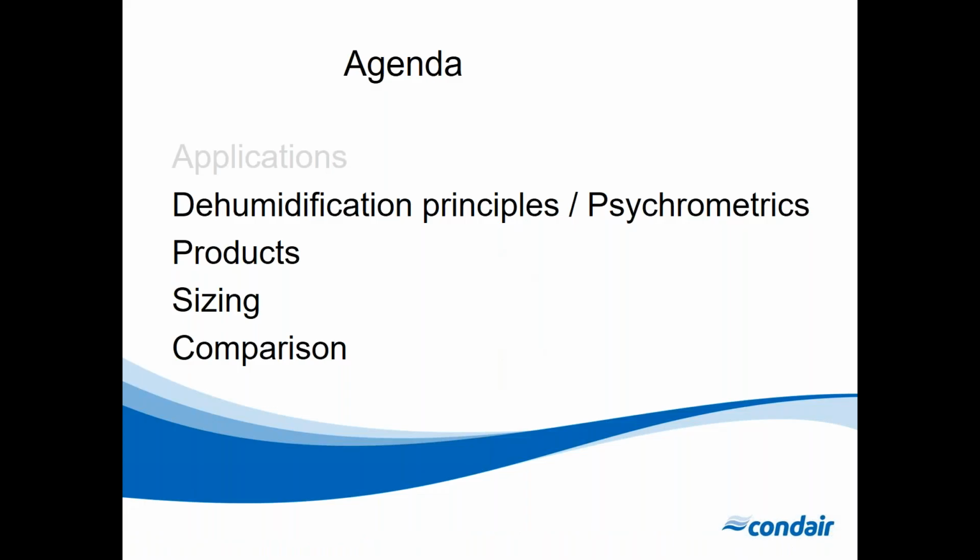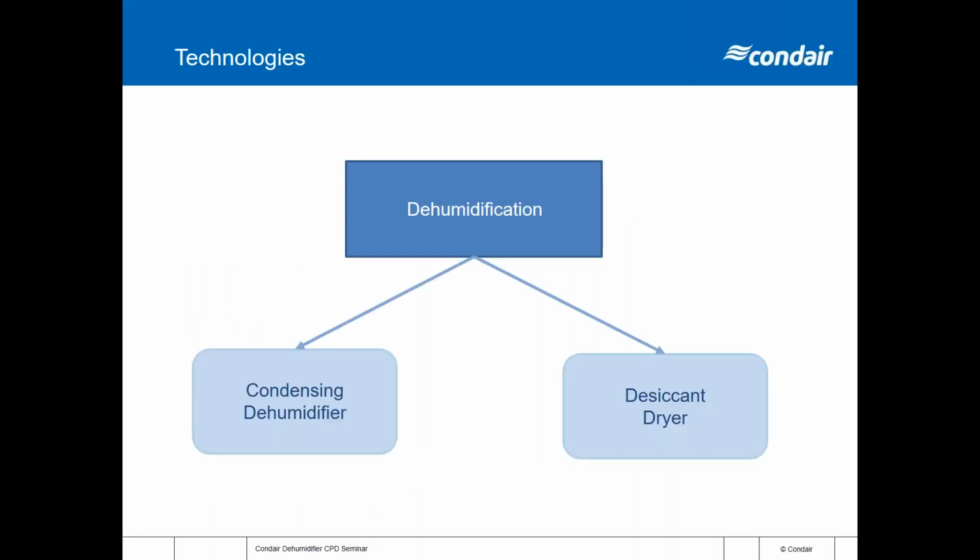So they're just a fraction of the applications that we get involved in dehumidification. Next, we're going to take a look at the dehumidification principles and the psychrometrics that stand behind the design. So when we start looking at dehumidification, there are two types of technology that we would typically employ, either a condensing dehumidifier or a desiccant dryer, and they are completely different technologies.